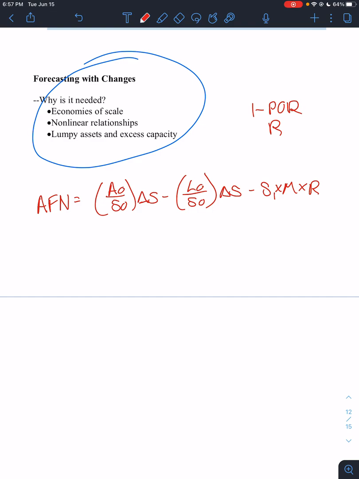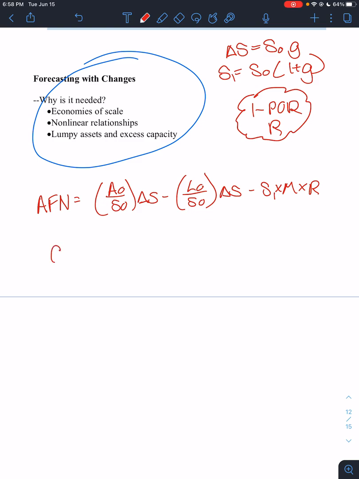Okay, here's what we do. I'm going to make the adjustment that 1 minus the payout is the retention because it gets annoying writing that. The other trick we can use is to say the change in sales is simply the initial sales times the growth rate. That's how I get the change. And S1 is just S0 times 1 plus g. What I'm trying to do is get everything in terms of S0 and g. That way I can start doing algebra tricks. And I'm going to set additional funds needed to 0. I want to need no additional funds. So let's set it to 0.